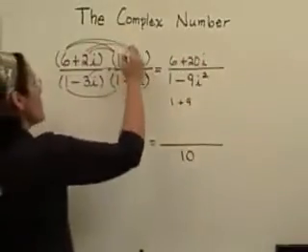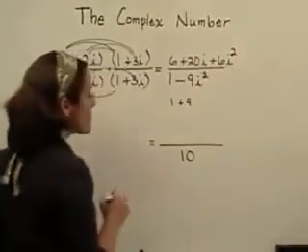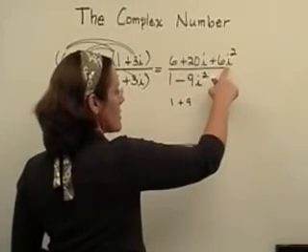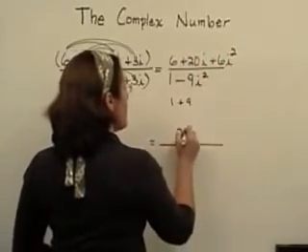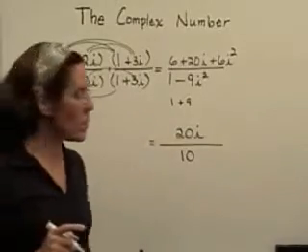And then 2i times 3i is 6i squared. Well, interesting. 6i squared is a negative 6. And 6 and a negative 6 add to be 0. And so all I'm left with then in the numerator is just that 20i.